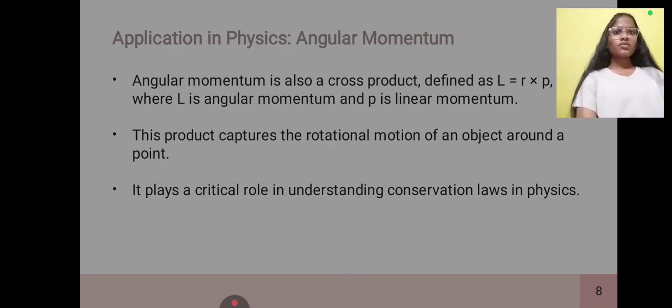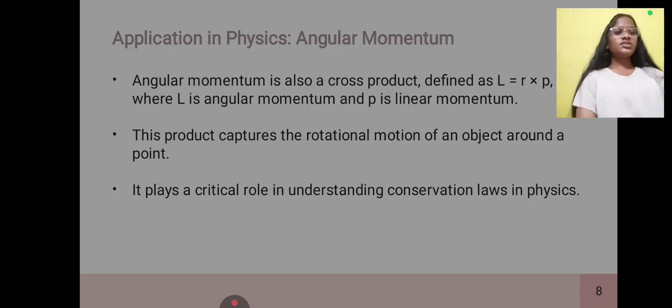Applications in physics. Angular momentum. Now we are looking at a few of the applications of this cross product in physics. Angular momentum is also a cross product defined as L equals R cross P, where L is angular momentum and P is linear momentum. This product captures the rotational motion of an object around a point. It plays a critical role in understanding conservation laws in physics.